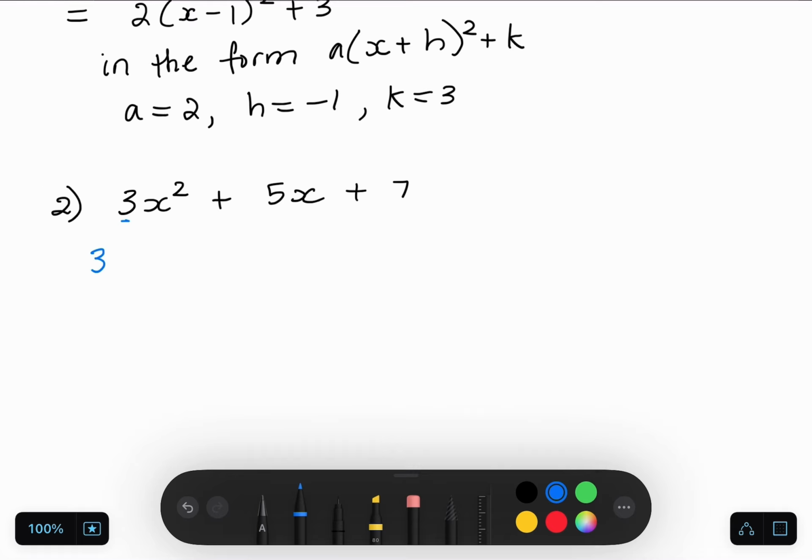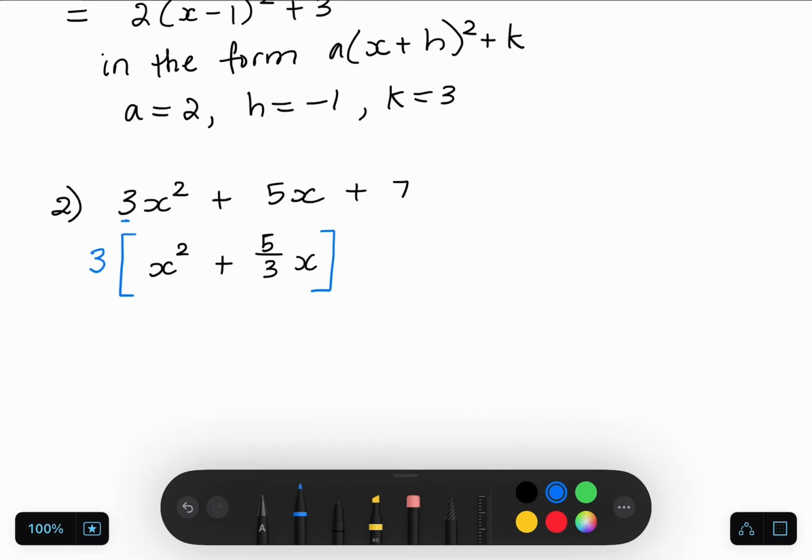So I put 3 on the outside. I use my square brackets. And I say, well, 3 into 3x squared will just be x squared, because 3 times x squared will give you 3x squared. And then if you have to factor 3 out here, it means you're dividing 5x by 3, right? So 5 divided by 3 is the same as saying 5 over 3 x.